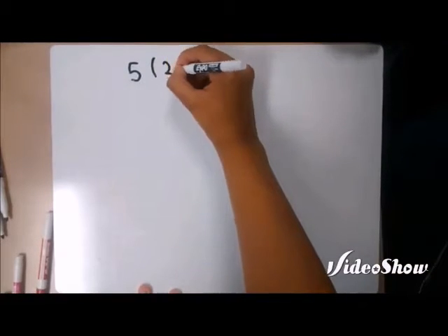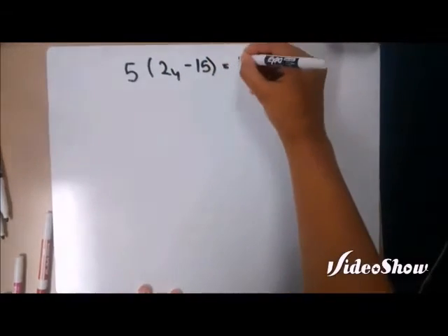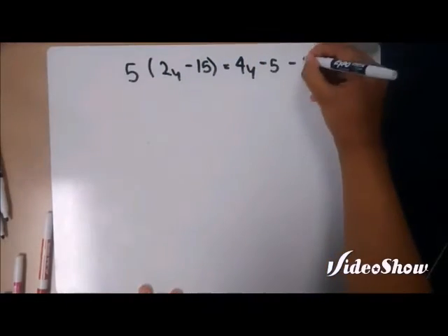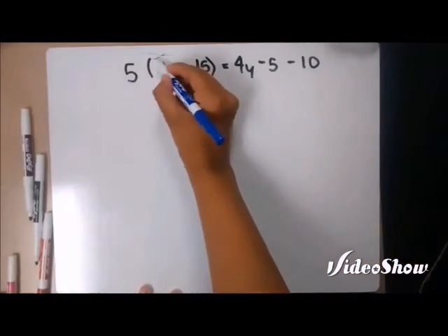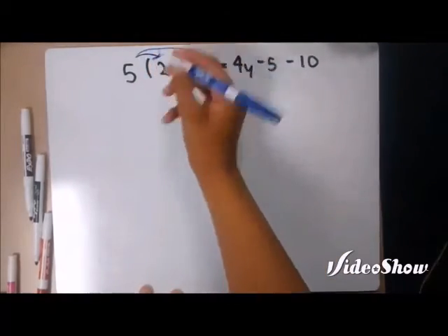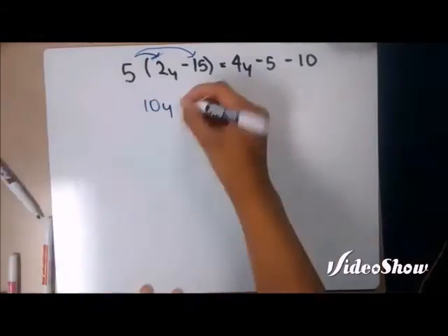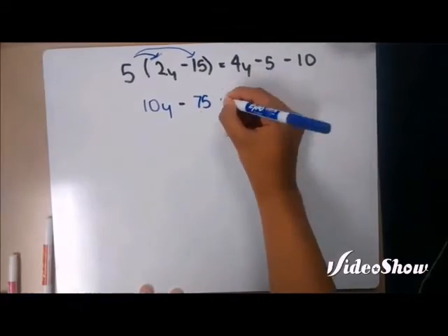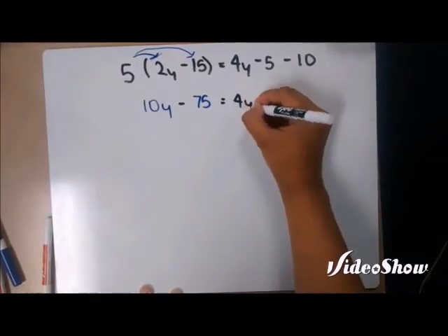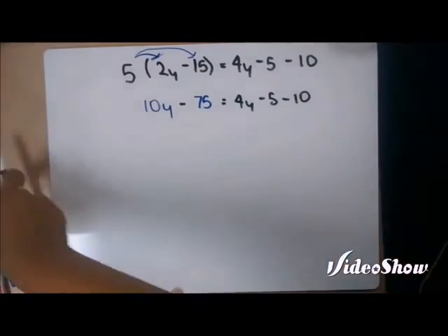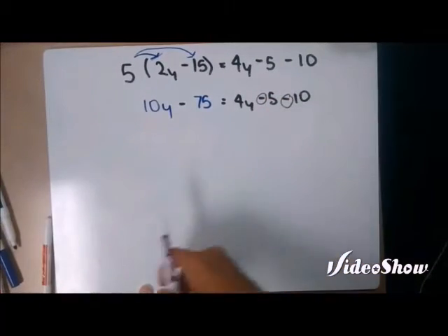The third problem is 5 parentheses 2y minus 15 parentheses equals 4y minus 5 minus 10. First, distribute 5 to the 2y and 15 to get rid of the parentheses. Then combine like terms. Don't forget to look at the signs before a number before combining.